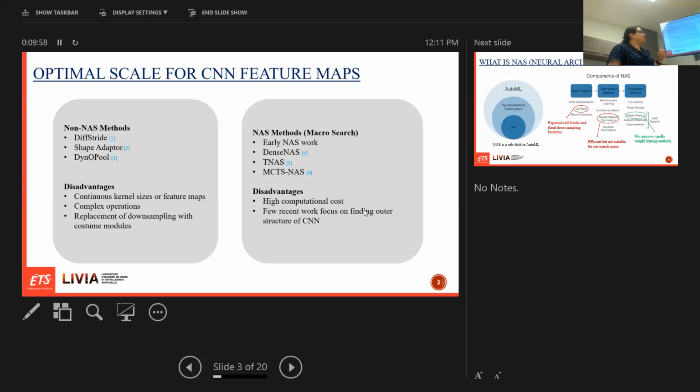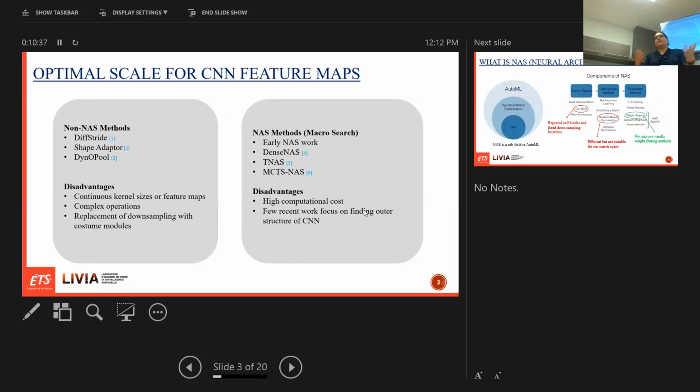As for NAS methods, there are some works that search not directly for the pooling, but for the feature map sizes. Most of the early NAS works do that. However, they were highly computationally inefficient. There are also some other works in the NAS field that do the same.